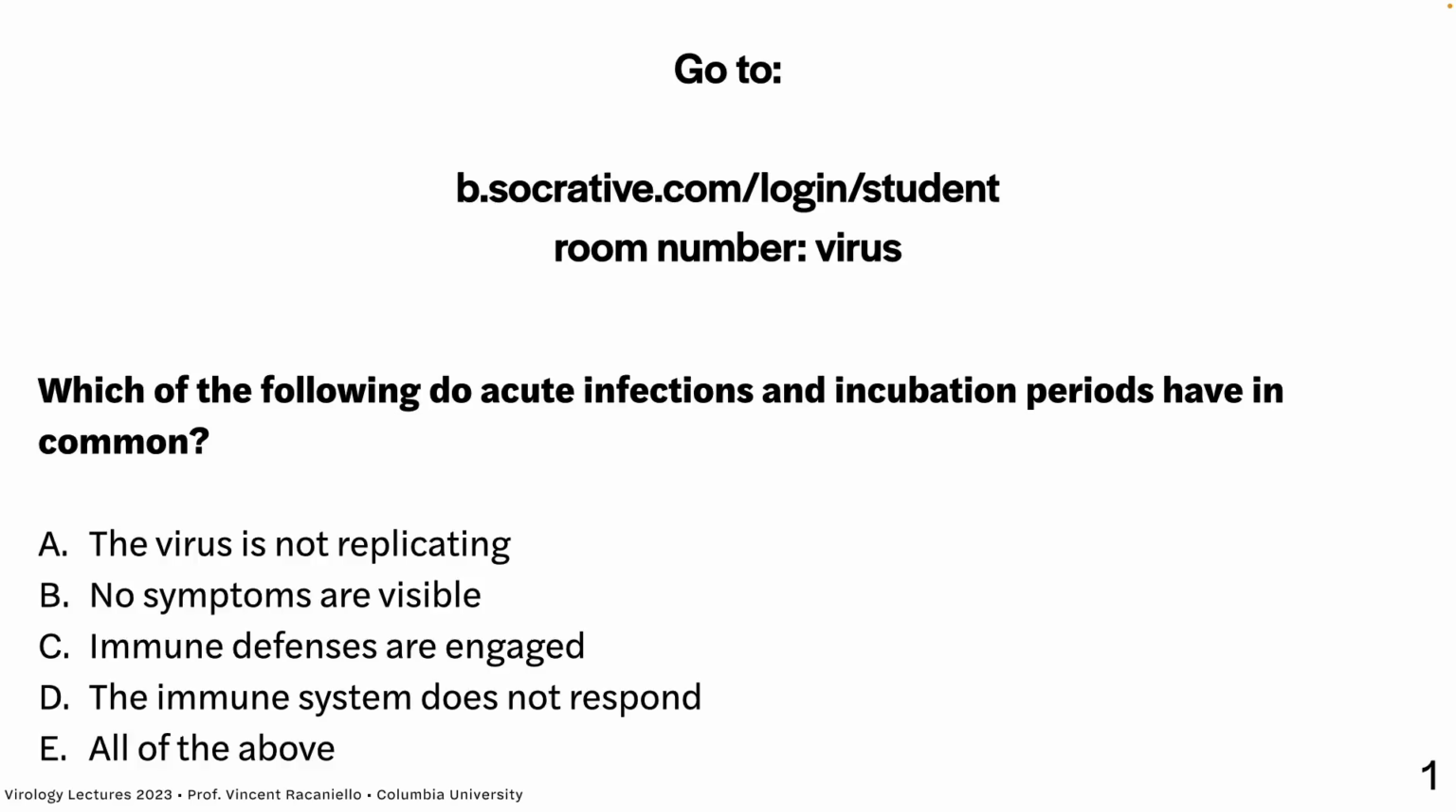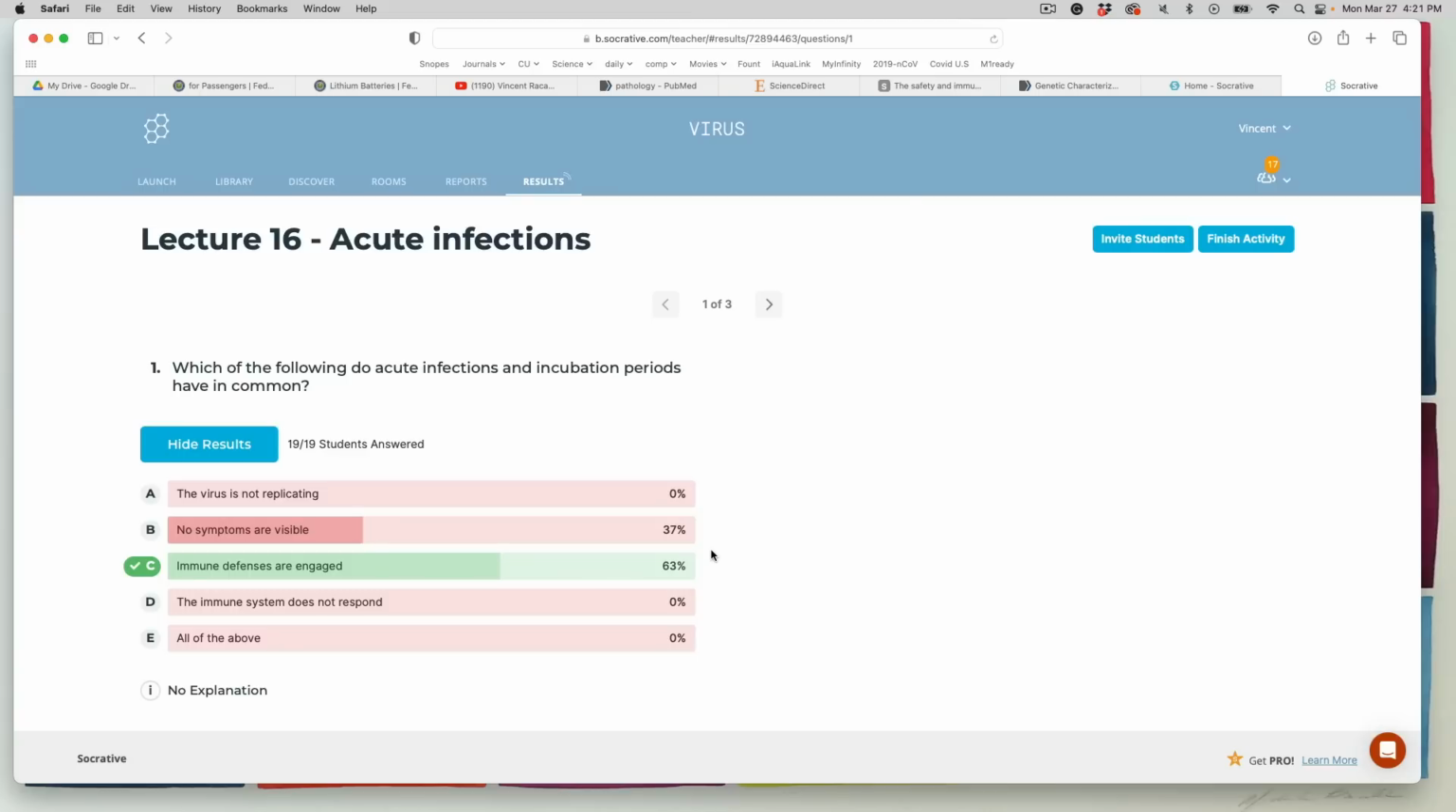All right, first question. Which of the following do acute infections and incubation periods have in common? Incubation period until you have symptoms. The virus is not replicating. No symptoms are visible. Immune defenses are engaged. The immune system does not respond. All of the above. Which do acute infections and incubation periods have in common? So it's number C. Immune defenses are engaged. That's what they have in common.